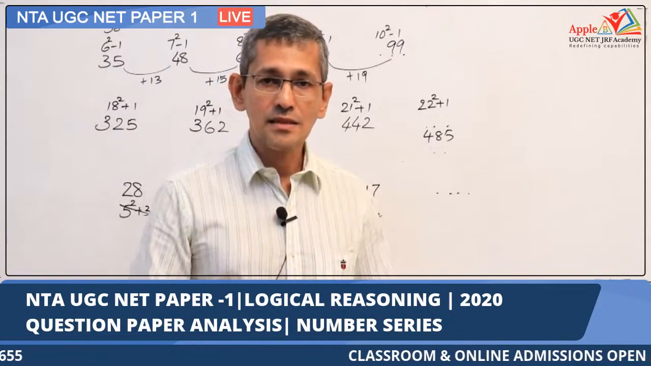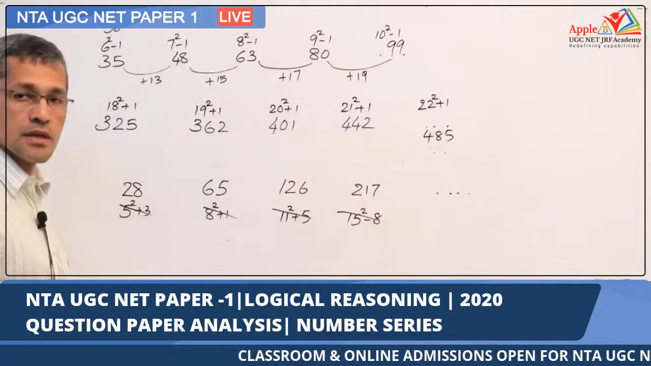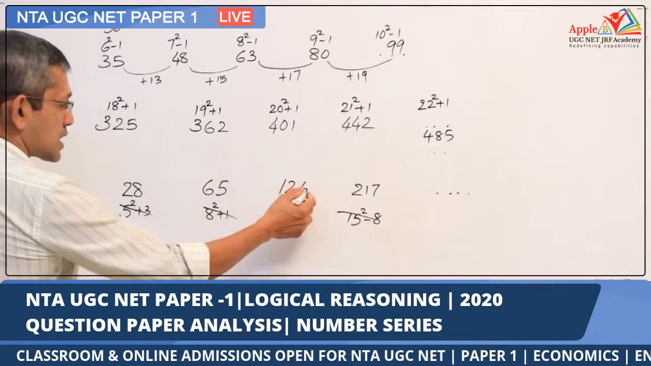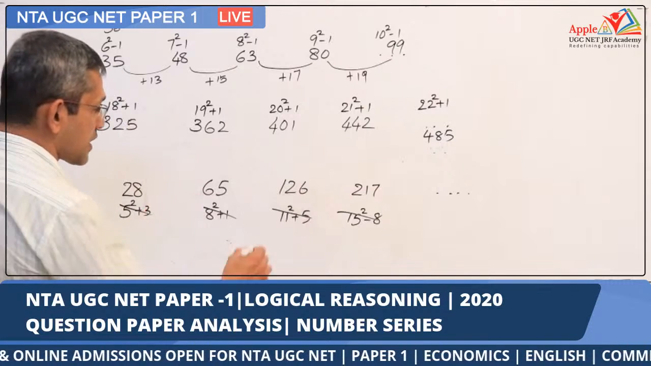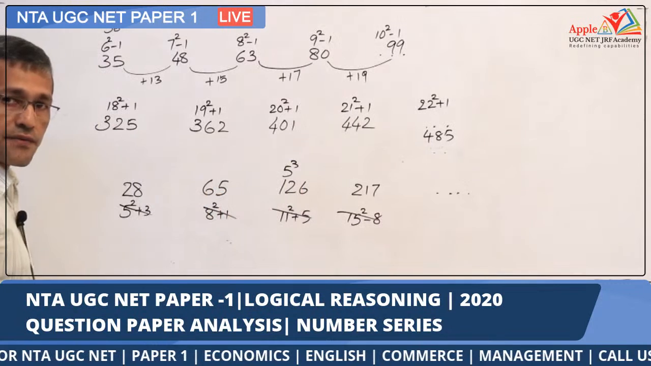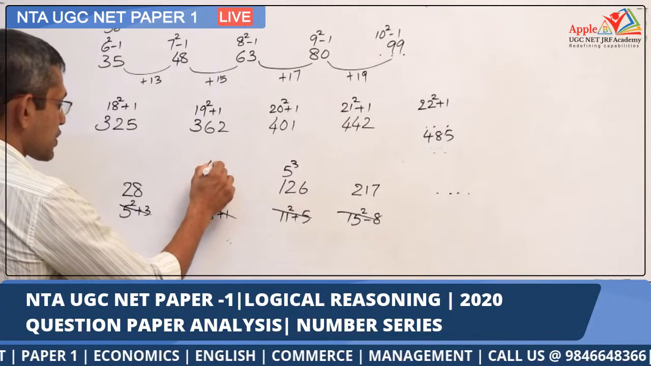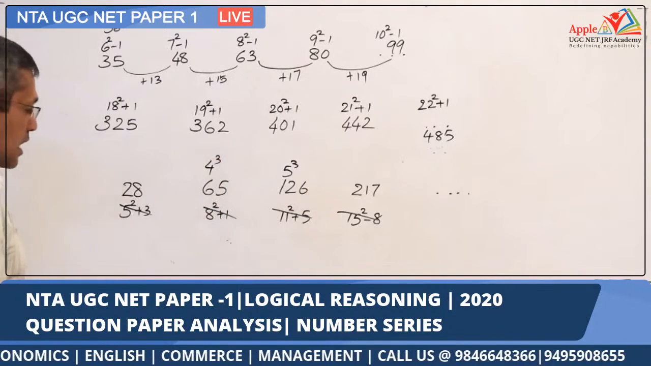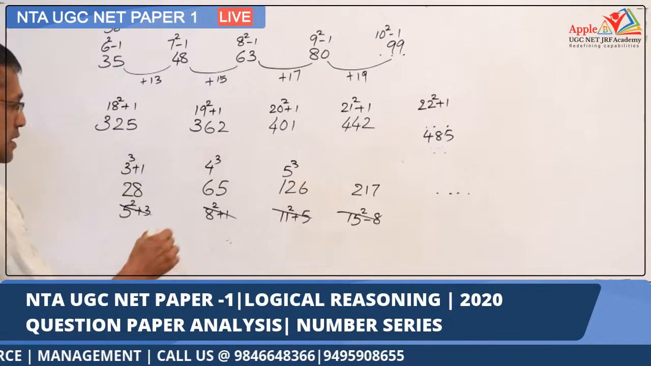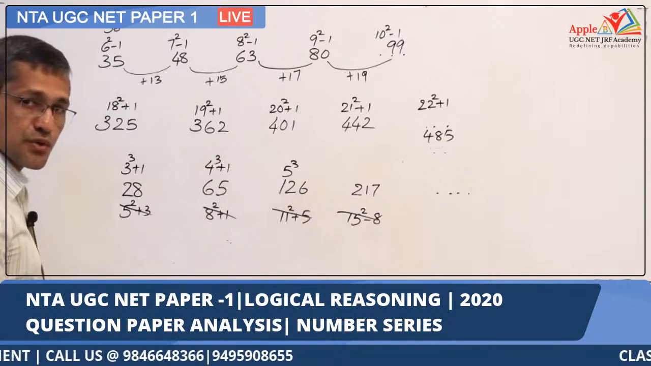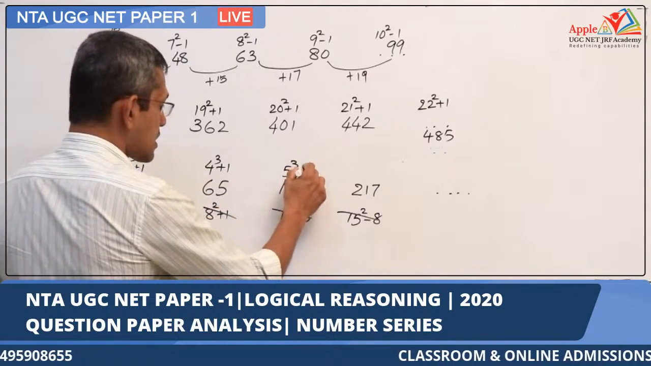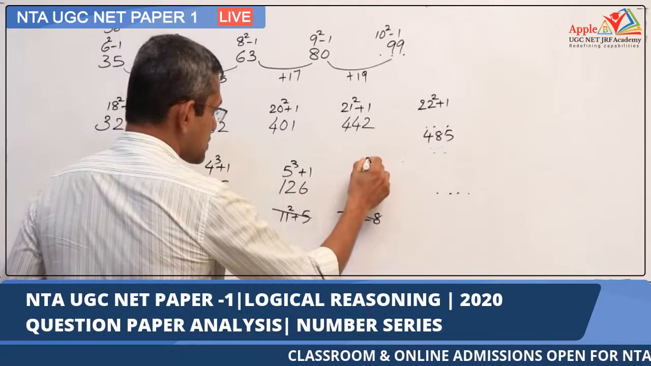Is there anything else? How about differences? Or anything else that comes to your mind? Well, what I know, 126 reminds me of 125. 125 is 5 cube. And at the same time, 65, well, 64 is 4 cube. And 28, well, I know that 3 cube is 27. So it's 3 cube plus 1, 4 cube is 64 plus 1, and 5 cube is 125 plus 1, and the next one, 6 cube.